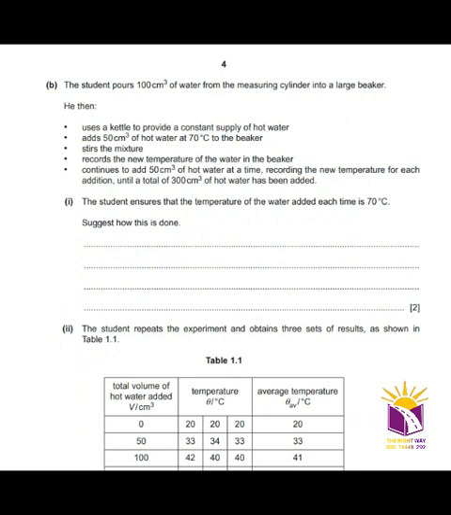Part B. The student pours 100 cm³ of water from the measuring cylinder into a large beaker. He then uses a kettle to provide a constant supply of hot water. Add 50 cm³ of hot water at 70 degrees centigrade to the beaker. Stir the mixture. Record the new temperature of the water in the beaker. Continue to add 50 cm³ of hot water at a time, recording the new temperature for each addition until a total of 300 cm³ of hot water has been added. The student ensured that the temperature of the water added each time is 70 degrees centigrade.